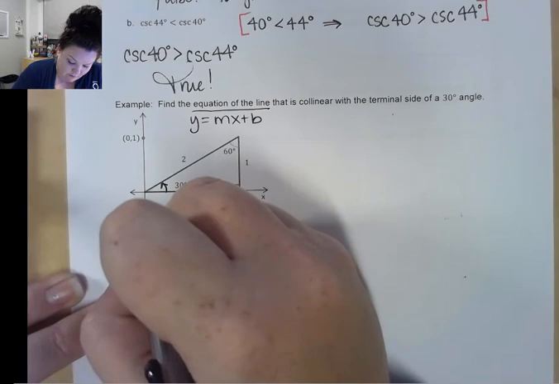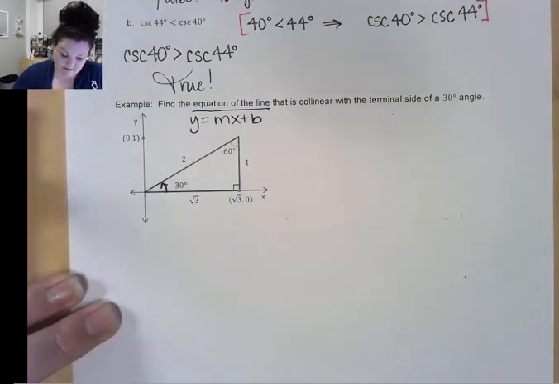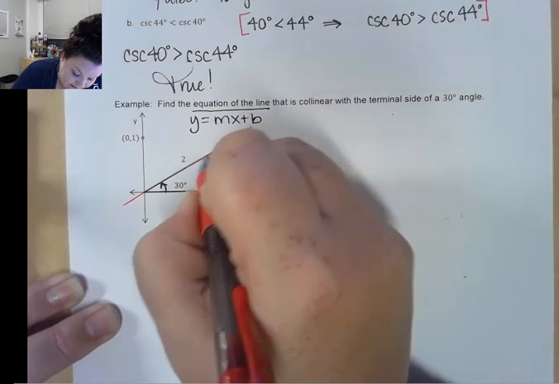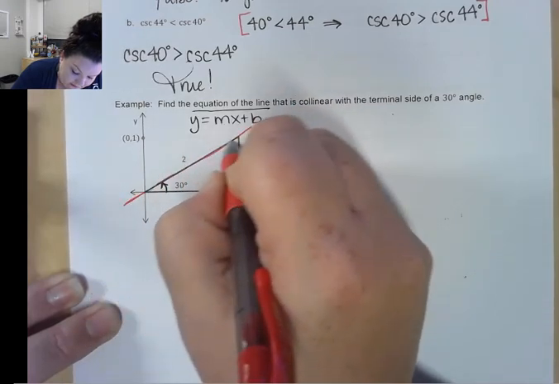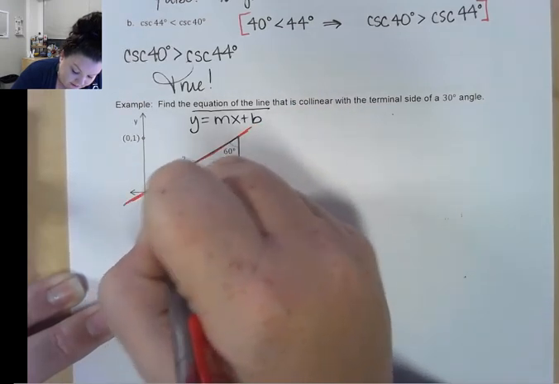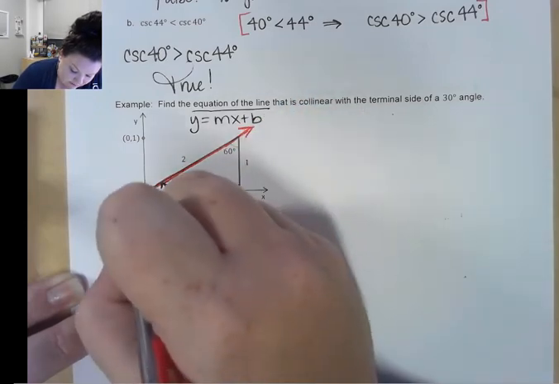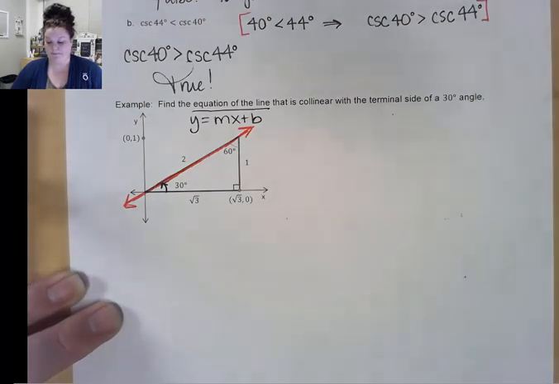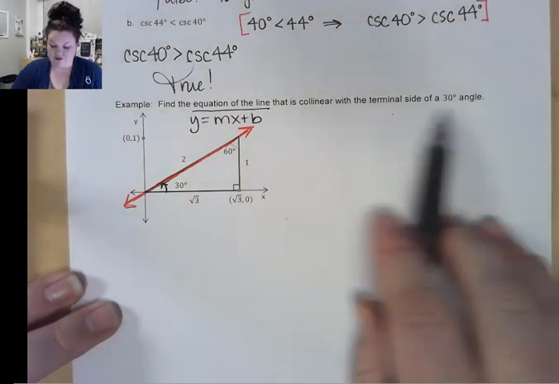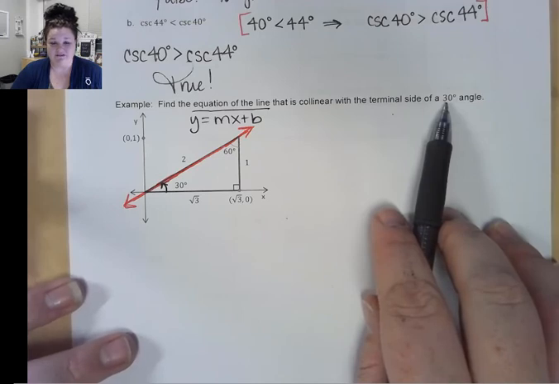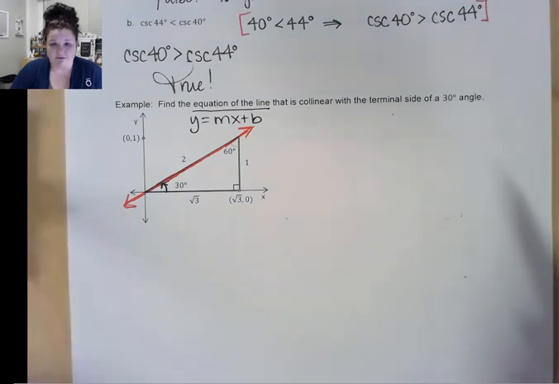So basically what we're looking for is the equation of this line right here. Okay, this line that acts like the terminal side. This is the line we are looking for. Okay, so all of this was just to say we're using the terminal side of a 30-degree line, and that's the line we're looking for.